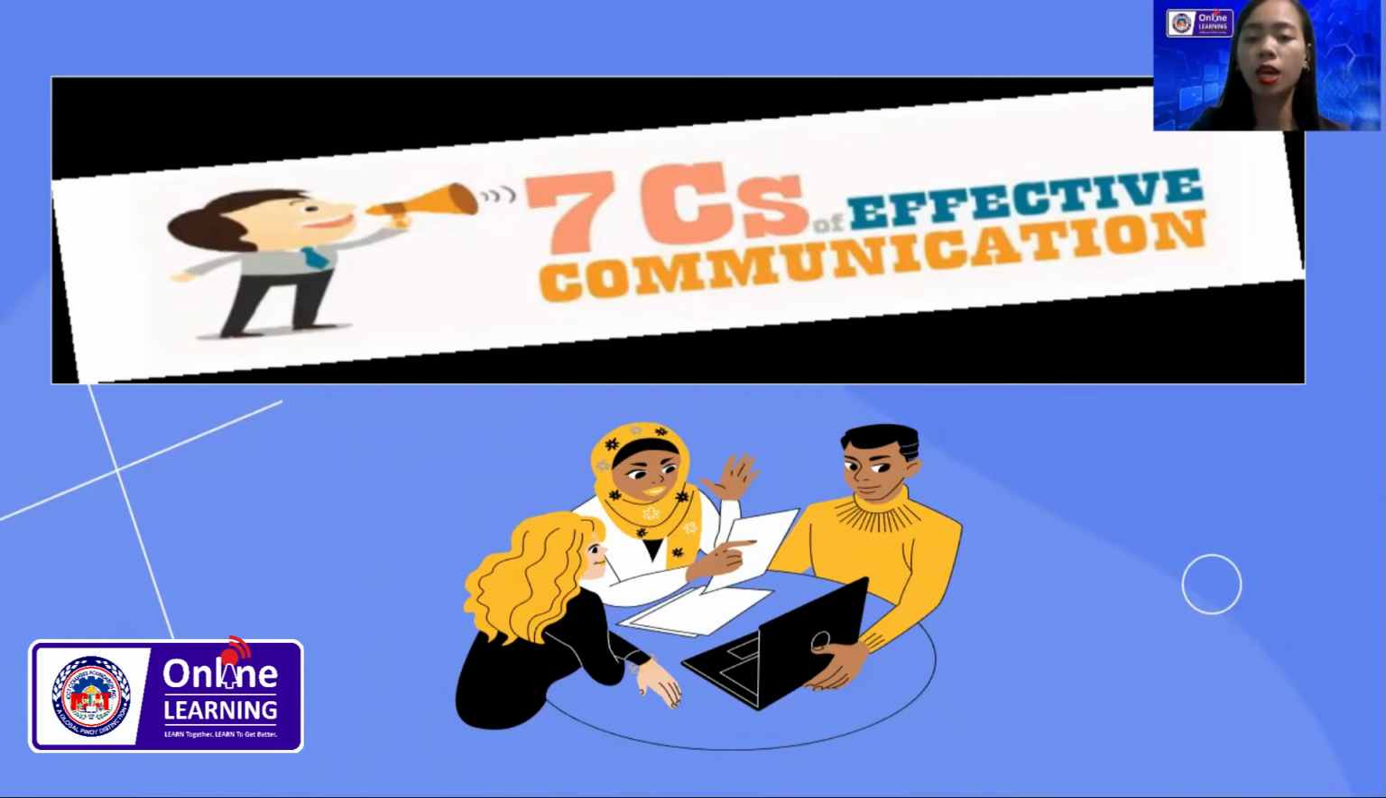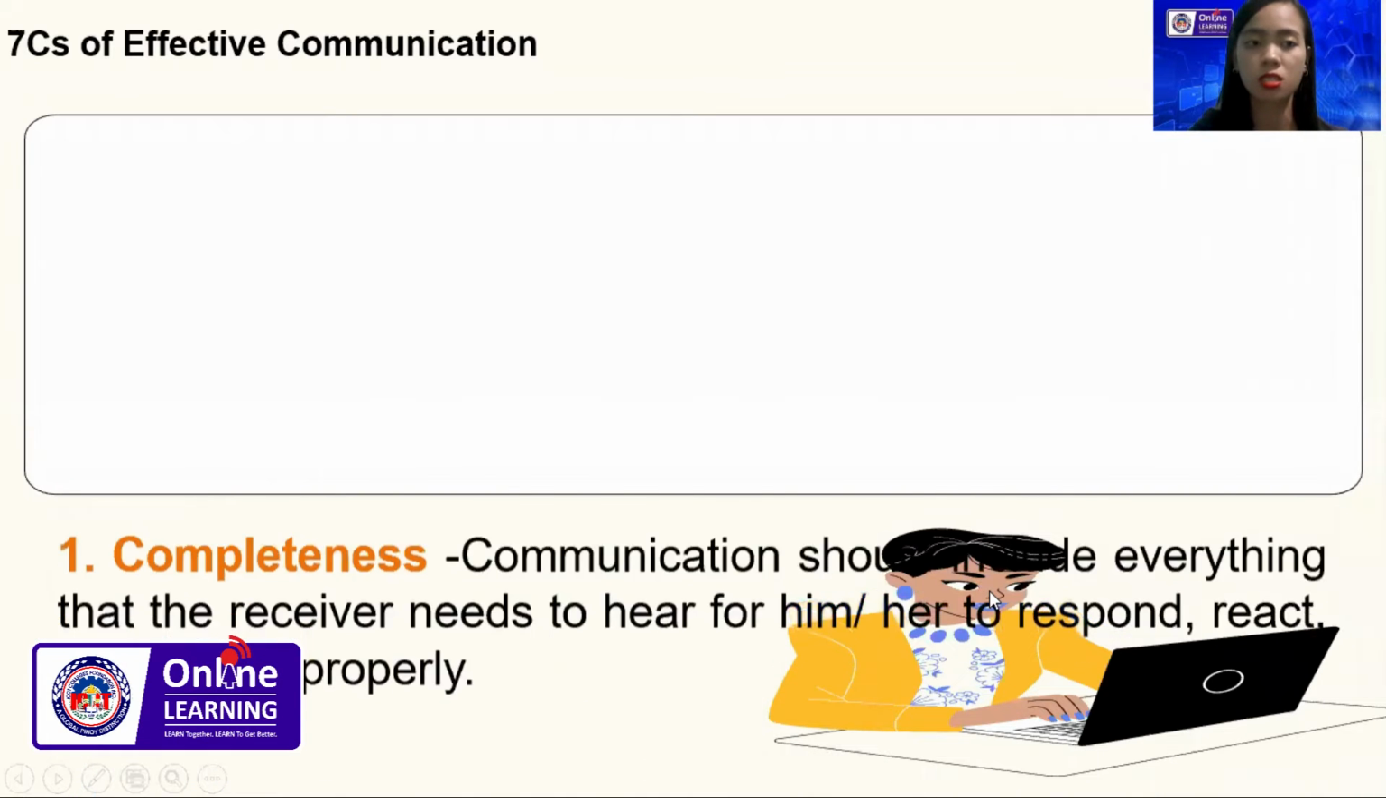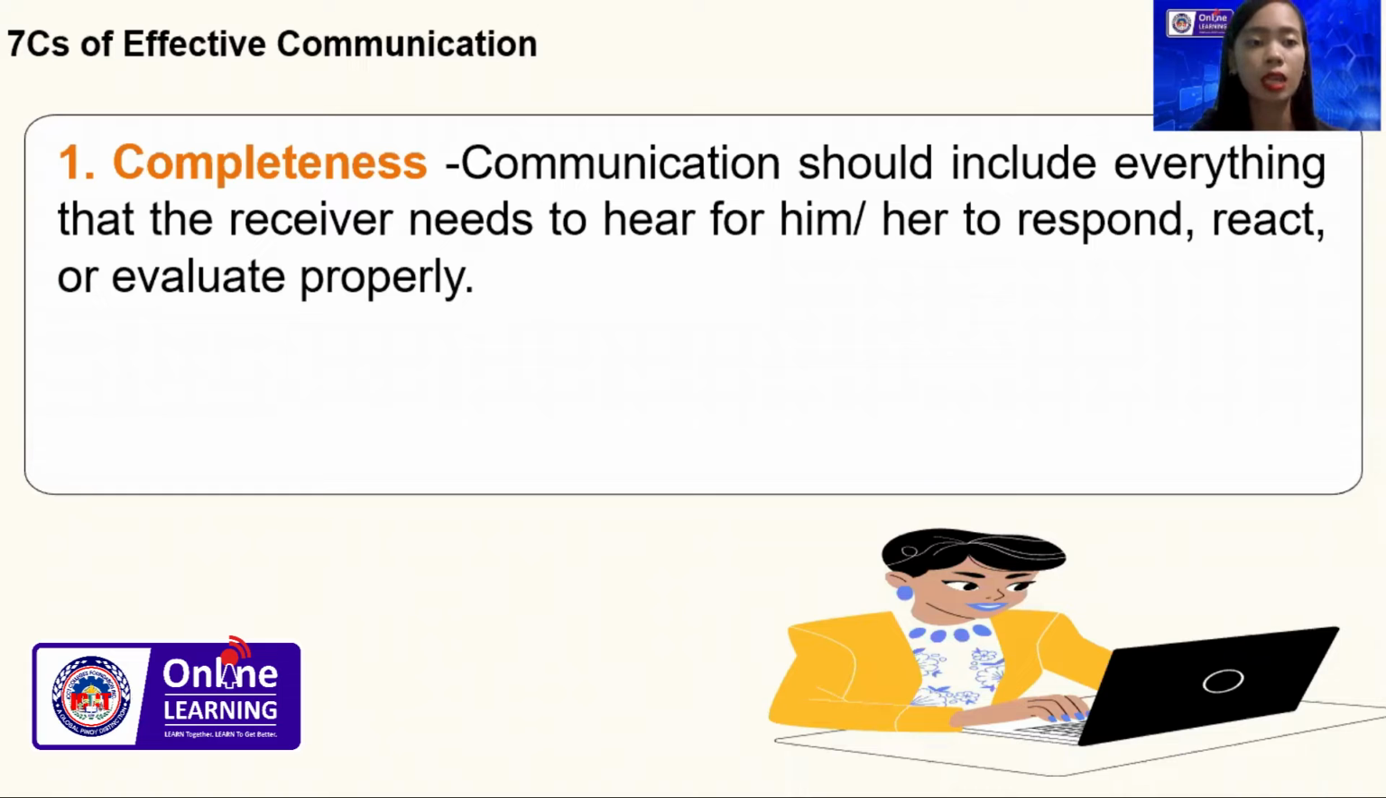And so let's move forward with the 7 C's of effective communication. Actually, there are many ways on how you're going to communicate effectively. And so for you to become an effective speaker, all you have to do is to be reminded of this. For the first one, that is completeness. Communication should include everything that the receiver needs to hear for him or her to respond, react, or evaluate properly.